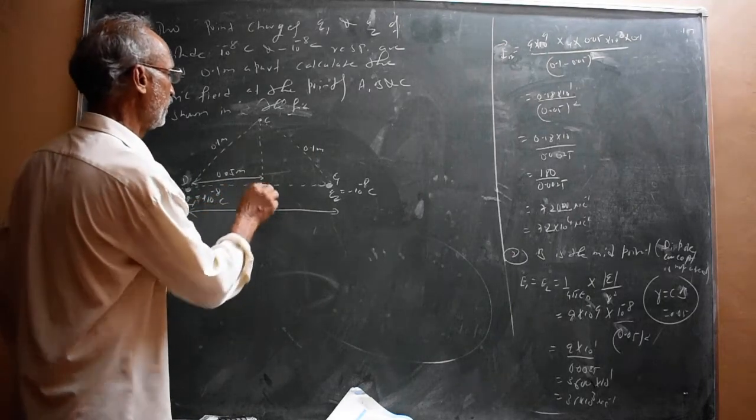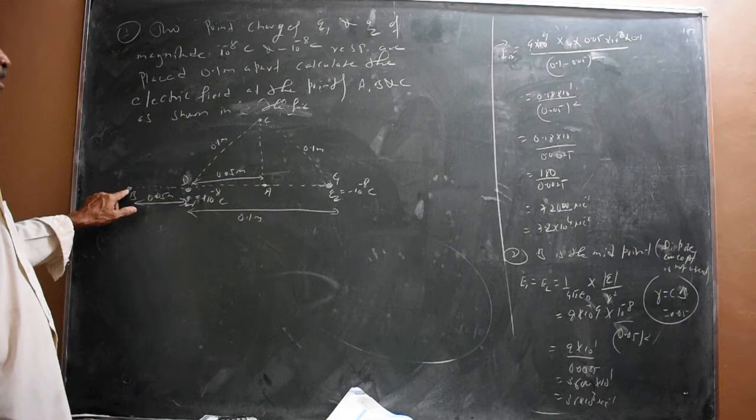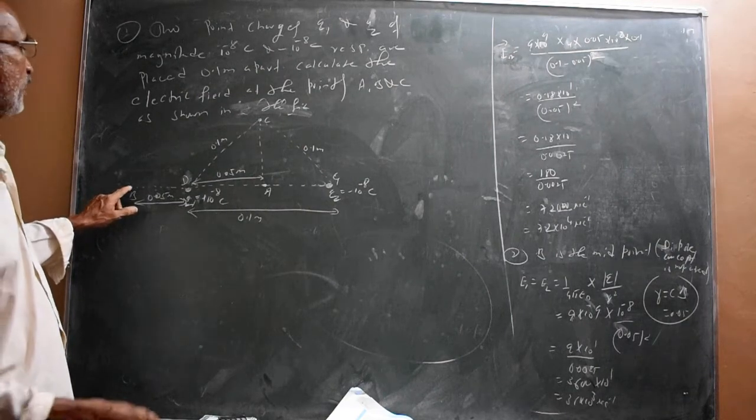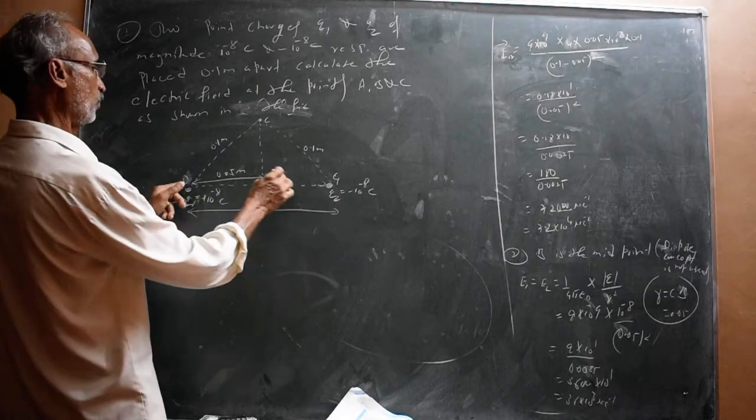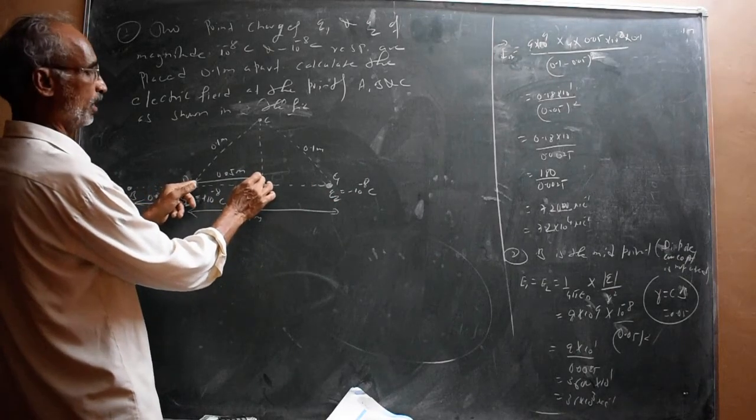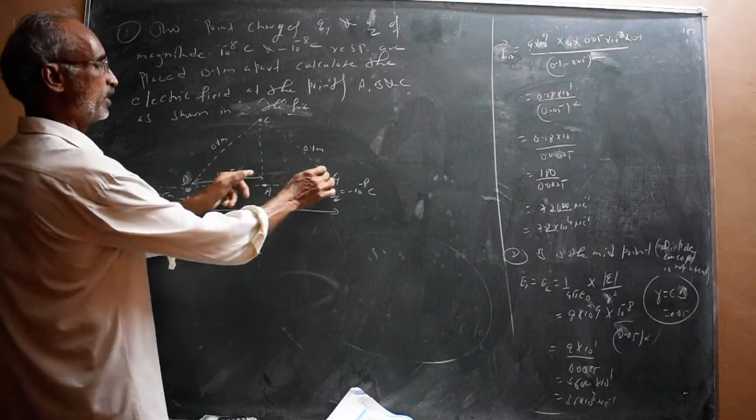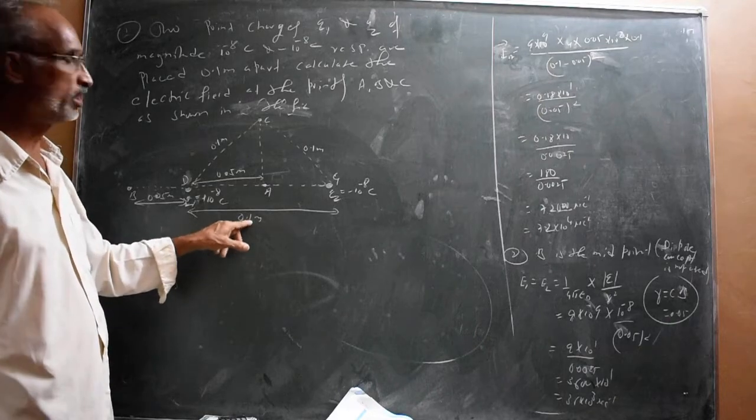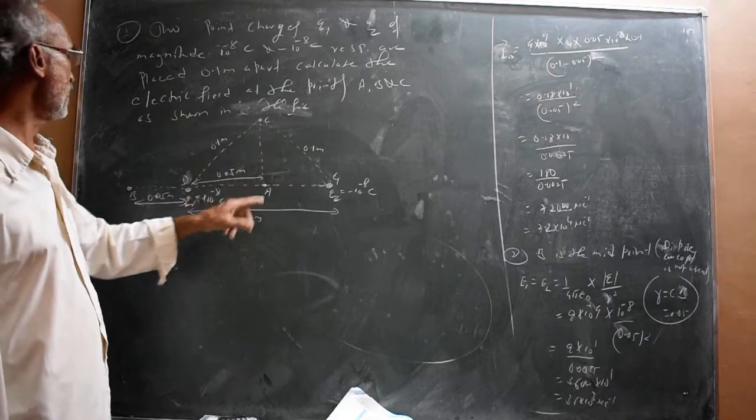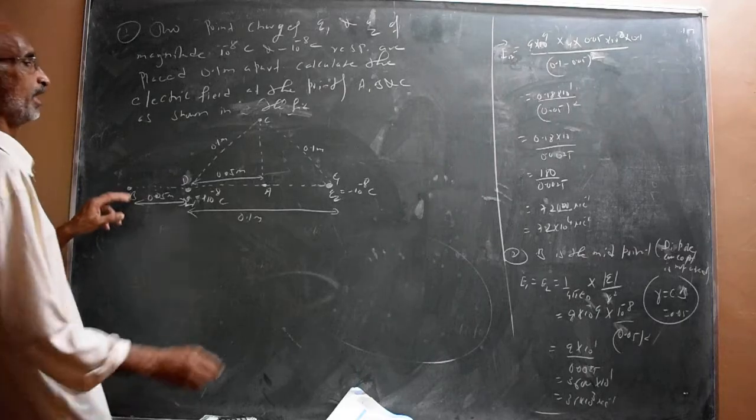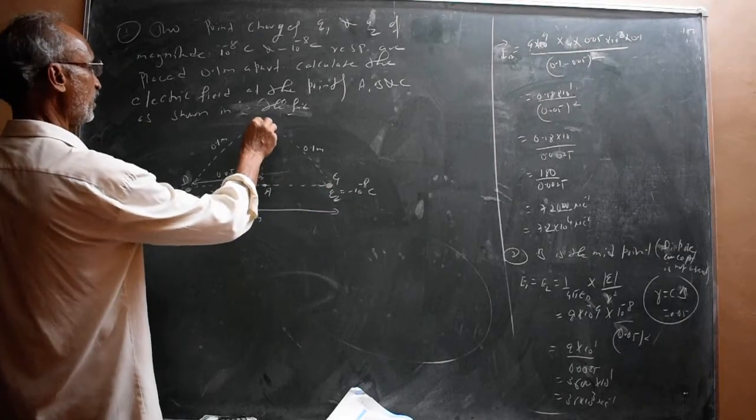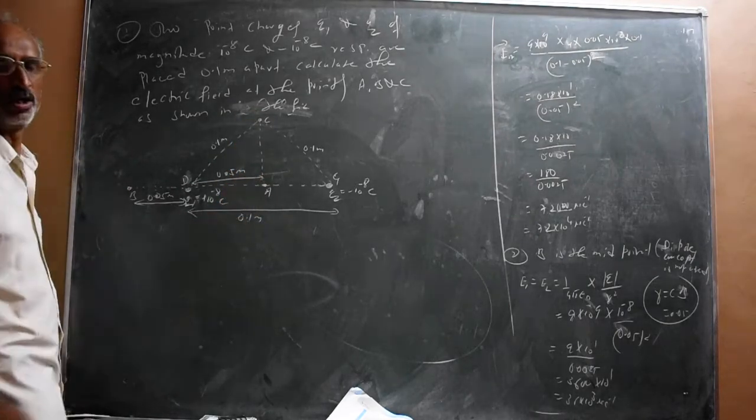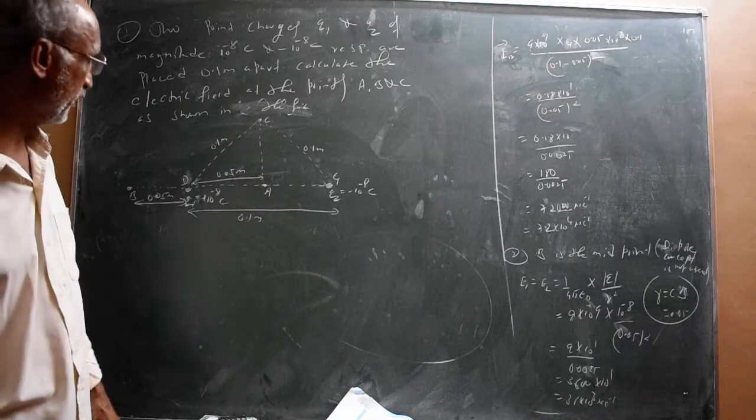A is the midpoint and B is on the axis. Look here, the total distance is 0.1. This distance is 0.05, given. Therefore 0.05 plus 0.05 is equal to 0.1, and 0.1 by 2 is 0.05. Therefore A is the midpoint. B is on the axial line. Another point C is on the equatorial line, because it is the perpendicular passing through the midpoint. Therefore it is on the equatorial line or equatorial plane.